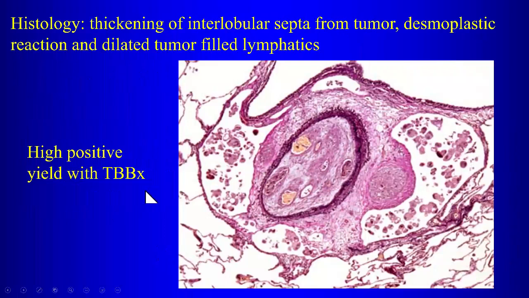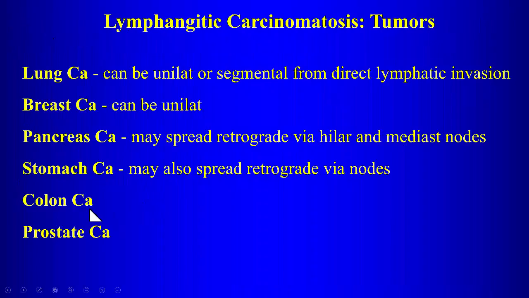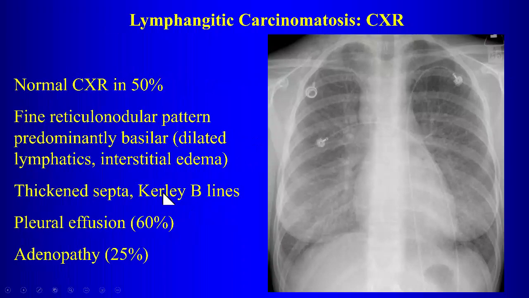If you suspect it, you can recommend transbronchial biopsy, because transbronchial biopsy does have a high positive yield for lymphangitic carcinomatosis. Now, there are various tumors. Any tumor can be associated with it, but lung cancer, breast cancer, these can give you predominantly unilateral lymphangitic carcinomatosis. And then you have upper abdominal tumors also that can give you lymphangitic carcinomatosis. There it tends to be bilateral, but any tumor can be associated with lymphangitic carcinomatosis.